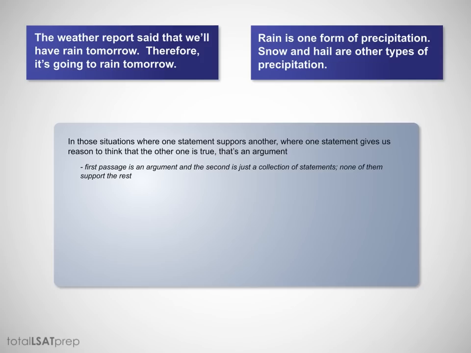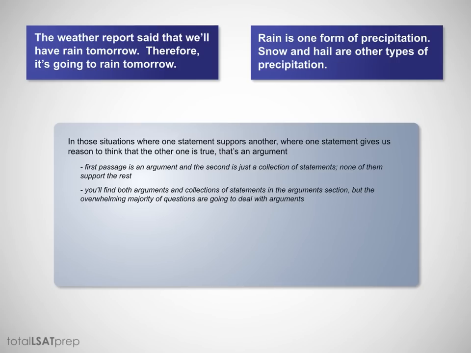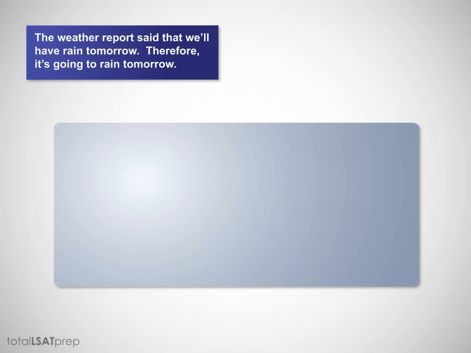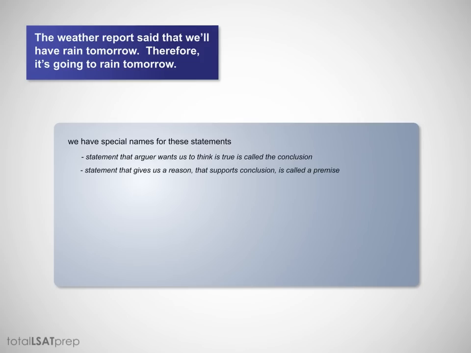None of the statements support the rest. And you'll find both arguments and collections of statements in the argument section, but the overwhelming majority of questions are going to deal with arguments. Okay, so now let's focus on our argument. So we actually have a special name for these statements. The statement that the arguer wants us to think is true is called the conclusion. And the statement that gives us a reason that supports the conclusion is called a premise.